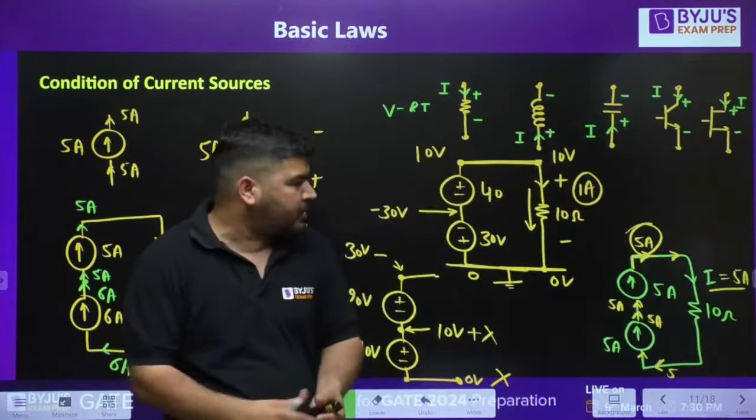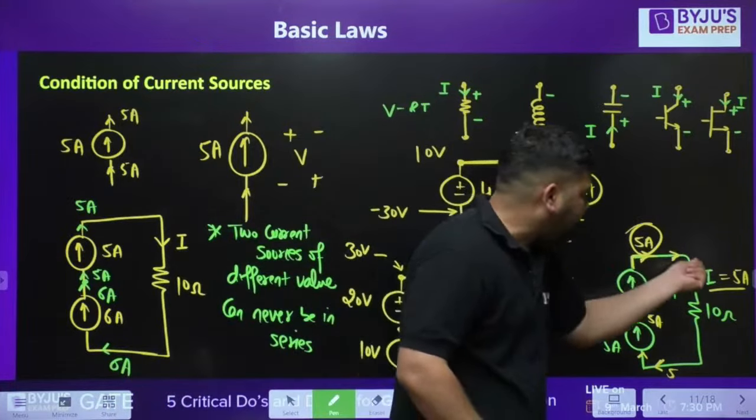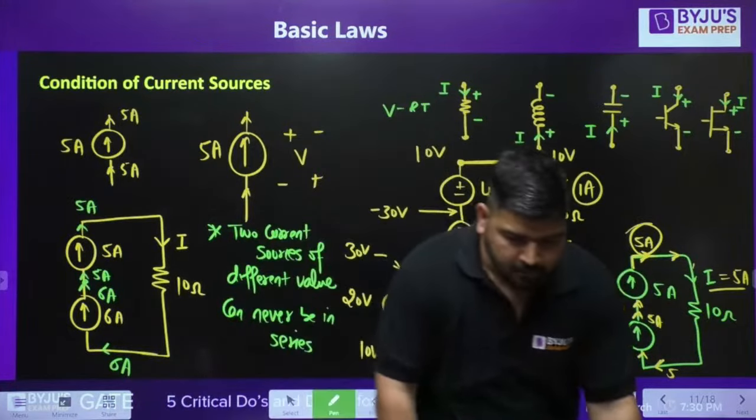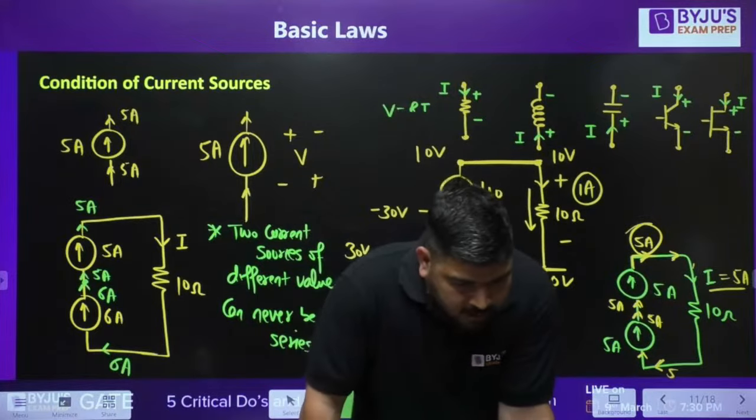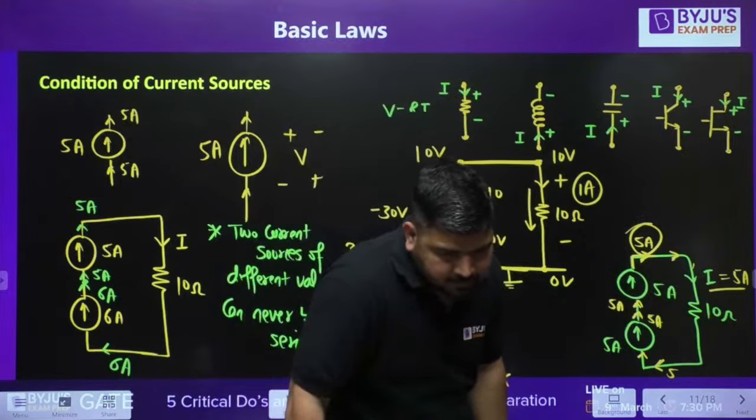So how can you add them? Logically, you follow the logic. How can you add them? This will allow only 5 ampere. So 5 will go again, 5 will go outside. Is it clear, guys?